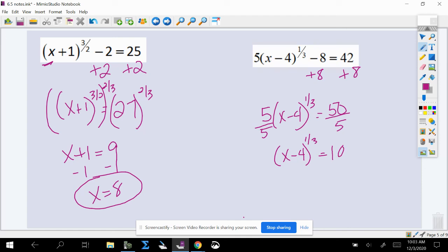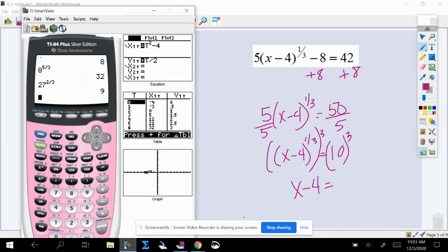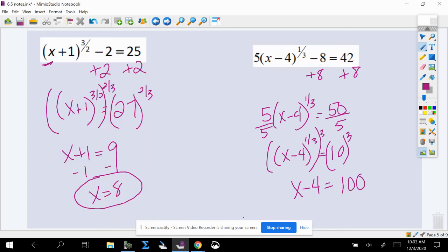I want to show you one like this that has a 1/3 power. The reciprocal power is just going to be the third power. So you're going to take 10 to the third power, which you may need a calculator for. So 10 to the third power is 1,000. And then finally, to solve for x, you're going to add 4. So your answer is 1004. And we can plug that number in to check our work if we need to.